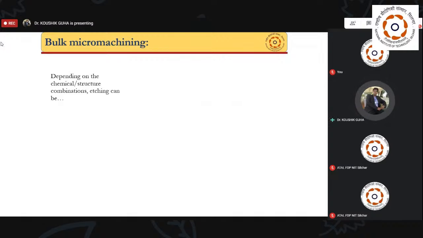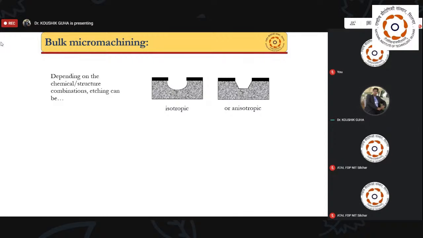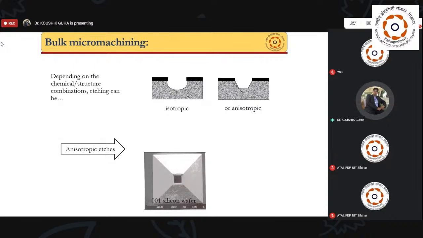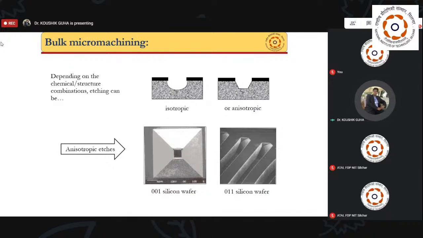In bulk micromachining, we generally see two types of etching. One is isotropic etching, where the etching profile is uniform. In the vertical and horizontal directions the etching rate is uniform, so it can generate a very regular kind of geometry. The other is anisotropic etching, where the etching rate is not uniform in all directions. In this case the vertical etching rate is higher than in the lateral direction, so it makes slope-like structures. This is called anisotropic etching. Some complicated structures like V-grooves, nodules and pyramidal structures can be fabricated using the anisotropic method.